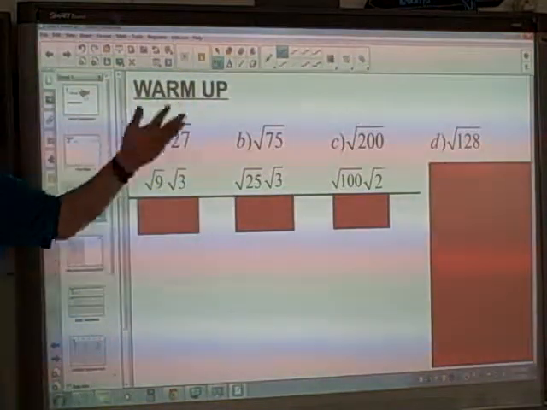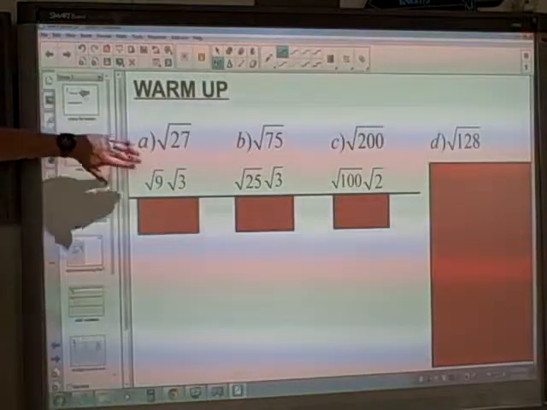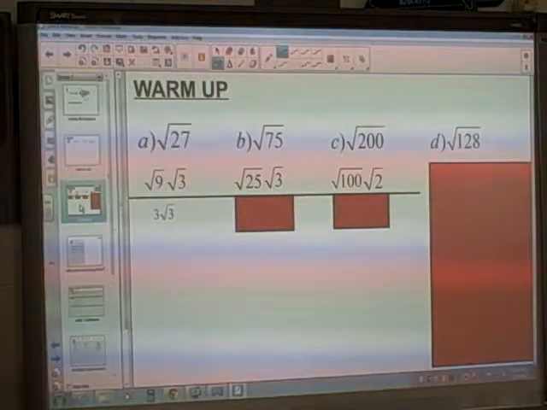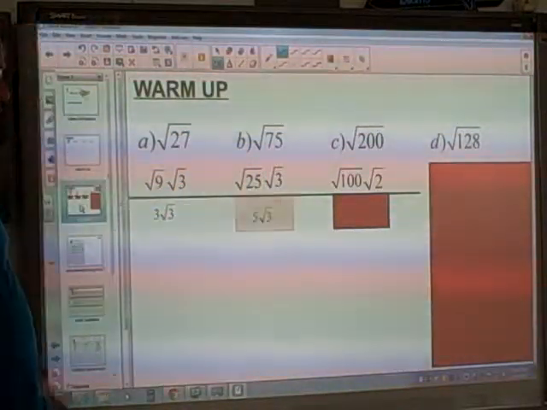So 4 into 27 doesn't work, 9 into 27 does work, 3 times. The one you can work out goes first, and then the square root of 9 you just simply work out, so that's 3. 75 is 25 and 3, the square root of 25 is 5, so 5 radical 3.